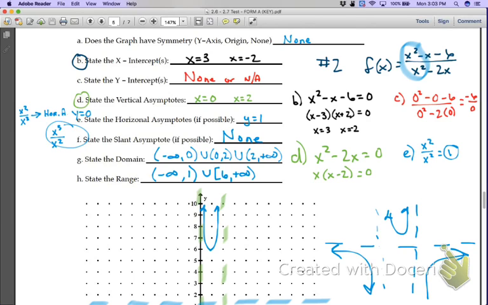Is this how it'll look on the test? Yeah, this is actually one of the problems from the test.